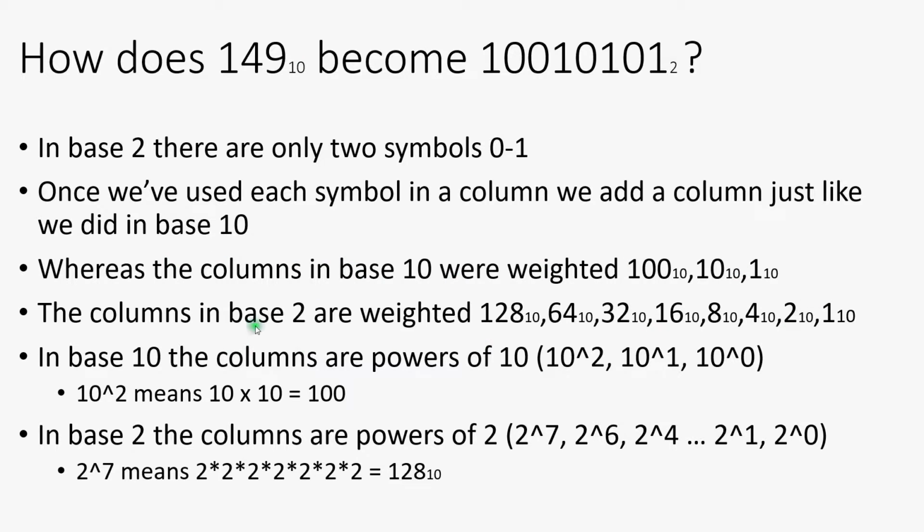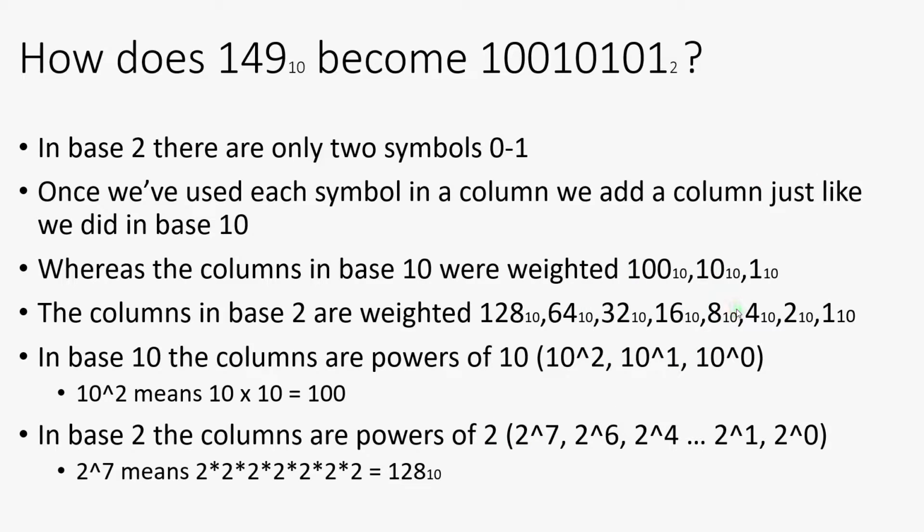I've written this out here in several different ways, but these all convey that same meaning. Columns have weights. In base 10, it's 1, 10, 100. In base 2, it's 1, 2, 4, 8. Multiplying by 10 to get across here, multiplying by 2 to get across here.